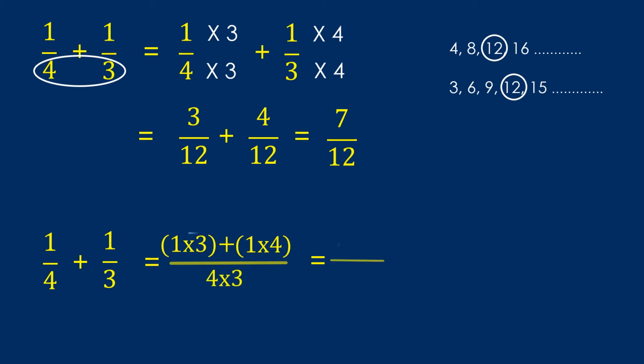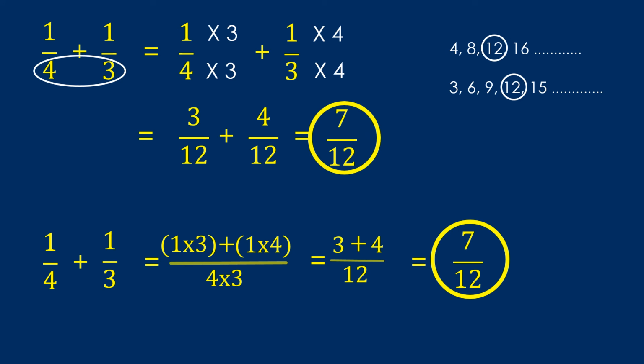3 times 1 is 3. Then put the plus. 4 times 1 is 4. Next, 3 times 4 is 12. 3 plus 4 is 7. So, you get the answer 7/12. Now, check the two answers. Both answers are the same. I think the second method is easier than the first. So let us see two more examples.